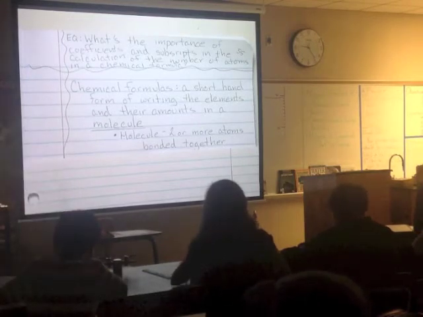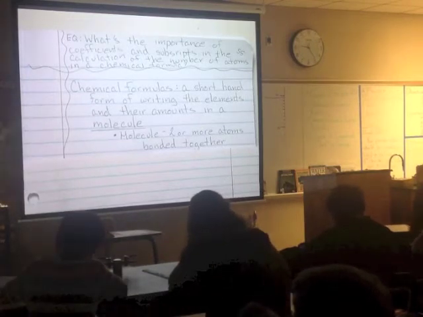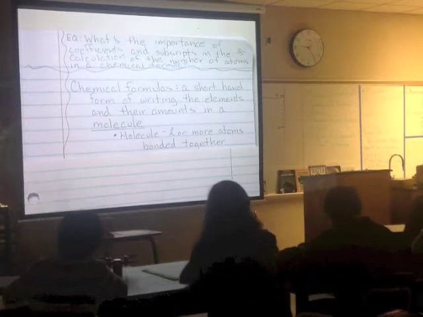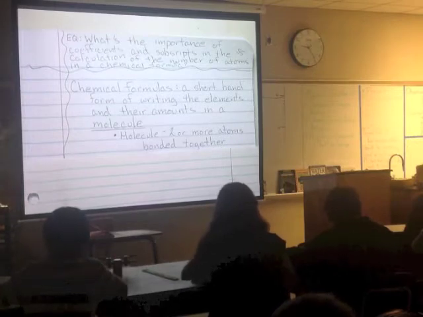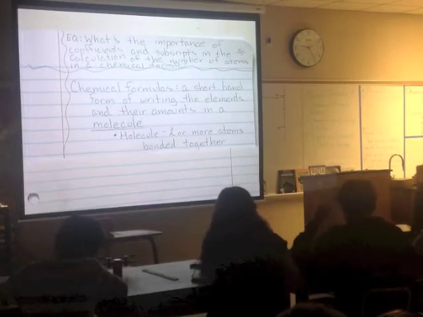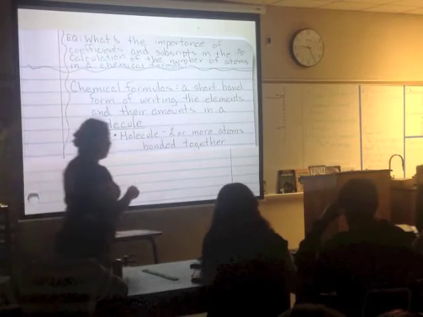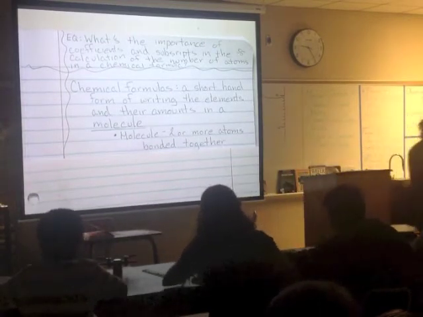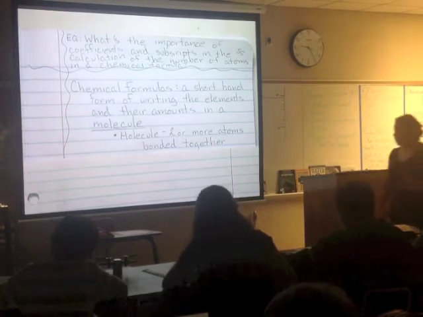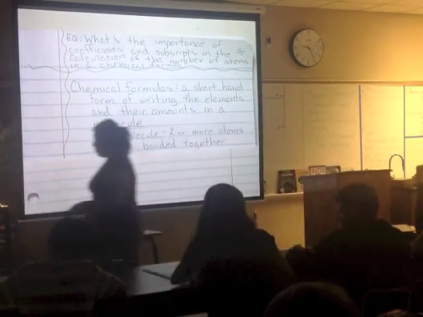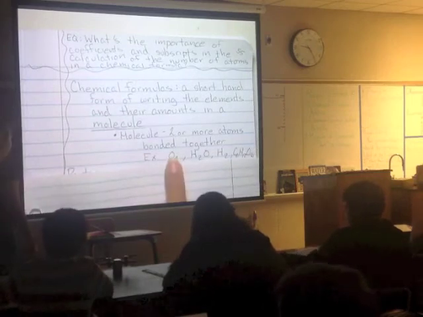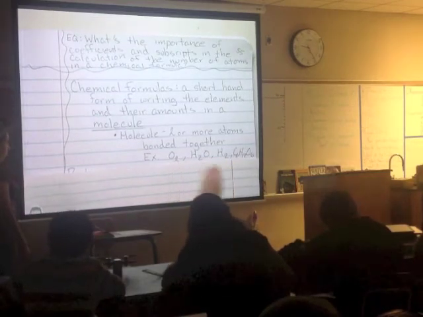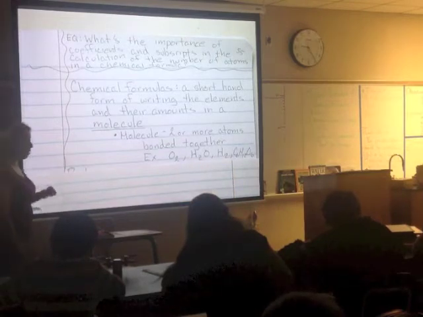Yes, Eric? Molecules can be made of the same element. Very good. Molecules can be of the same element, and what about a compound? It has to be different elements. So the definition of a compound is two or more different elements bonded together. A molecule is two or more atoms bonded together. So examples of molecules would be O2, H2O, H2, C6H12O6. All those are two or more atoms stuck together.